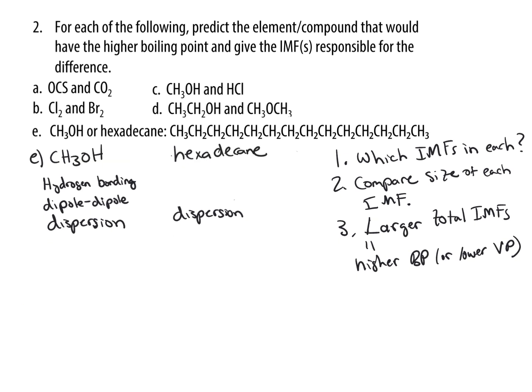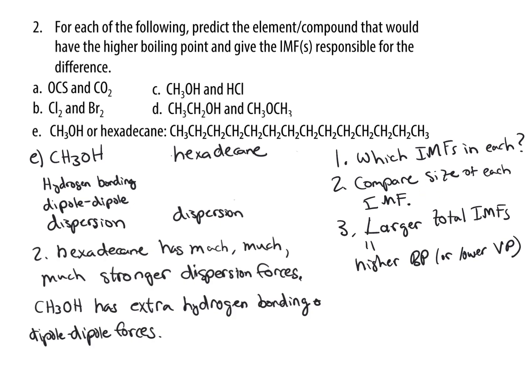Okay, next for E, CH3OH has all three intermolecular forces. Hexadecane is a hydrocarbon, so it only has dispersion. If we analyze the size of each IMF, hexadecane has much stronger dispersion forces. Remember, every time we make the molecule a little bit bigger, we get bigger dispersion forces. So this is going to have absolutely gigantic dispersion forces because of how big it is. When two of these hexadecane molecules come next to each other, we get huge attractive forces there.